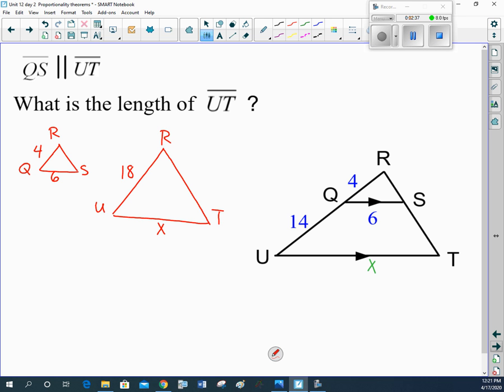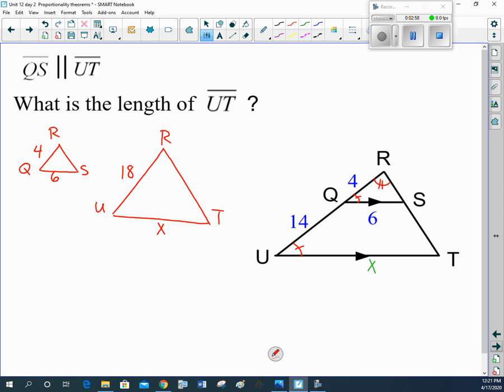Now these triangles are similar, so I can do a proportion between them. How do I know they're similar? From our lesson last time, angle-angle similarity. This angle right here is congruent to this angle. These lines are parallel, so those are corresponding angles. And then they both have angle R in them, which is the reflexive property. So I know the two triangles are similar, so I'm just going to write a proportion based on that.